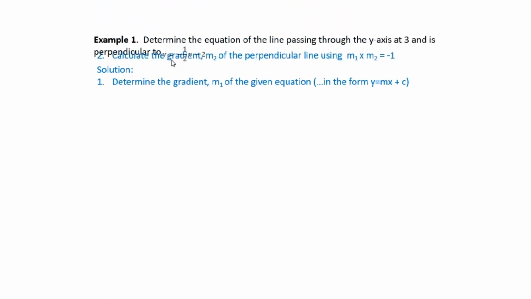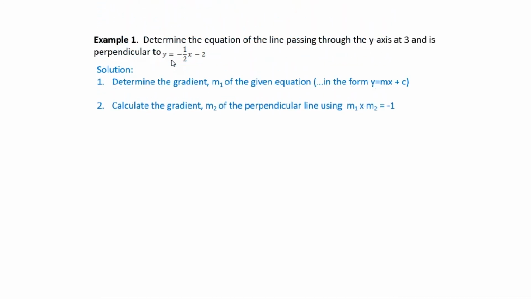The next thing we need to do is to determine the gradient of the second line, which is perpendicular to the given line, using the relationship that I've just demonstrated on the board. And then we substitute the gradient and the coordinates into the general equation and then simplify. Now let's see how that pans out on the board.